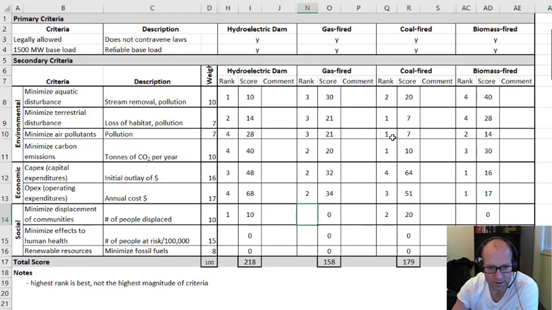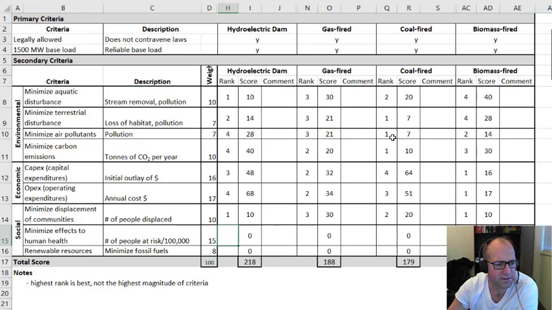Gas-fired has very little or no displacement because it's very flexible in terms of where you can put it. And then biomass is similar. There's no need to displace anybody. There's no need to expropriate land. You essentially can build those things wherever you've got the feedstock nearby.